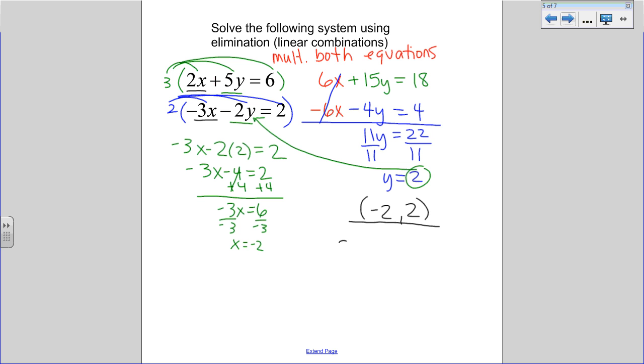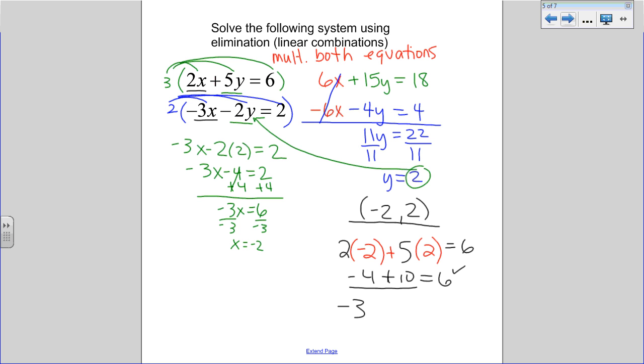When I check that, I have 2 times negative 2 plus 5 times 2. And I want to know if that equals 6. So I have negative 4 plus 10. And negative 4 plus 10 does equal 6, so that's a good check. Type that in your calculator if you need to.